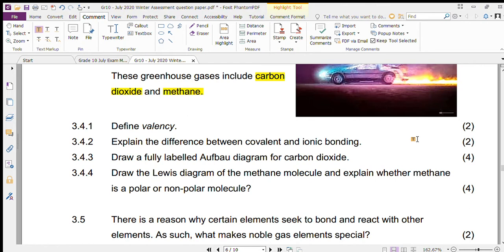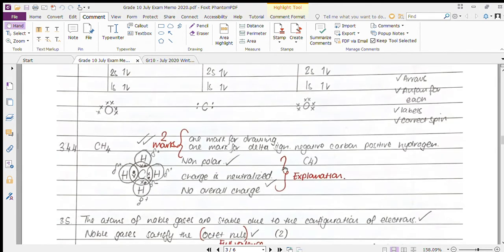Following on to this, now that we've asked about carbon dioxide, I had to ask about methane. Straight from the book again, I wanted you to draw a Lewis diagram of the methane molecule and explain whether methane is polar or non-polar. The trick here was that 2 marks were for explanation, because the charge is neutralized and there's no overall charge, and the other 2 marks were for the drawing. 1 for the drawing and 1 mark for showing the negative carbon and the positive hydrogen. That's what you needed to do. So this is my image over here. A lot of you, I've seen you already, but let's just show it again.